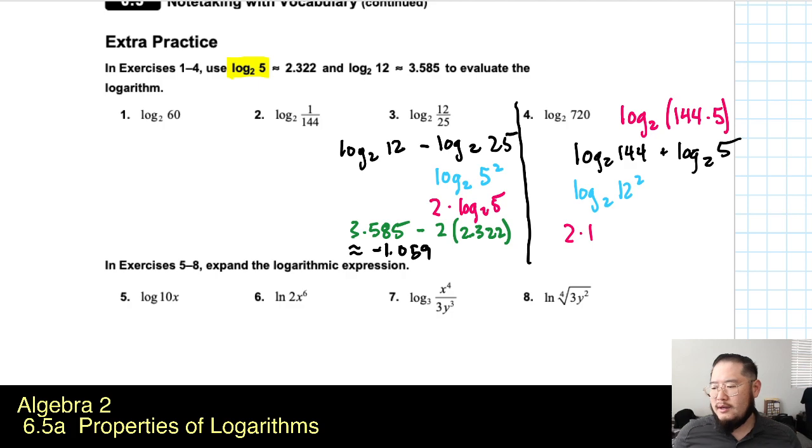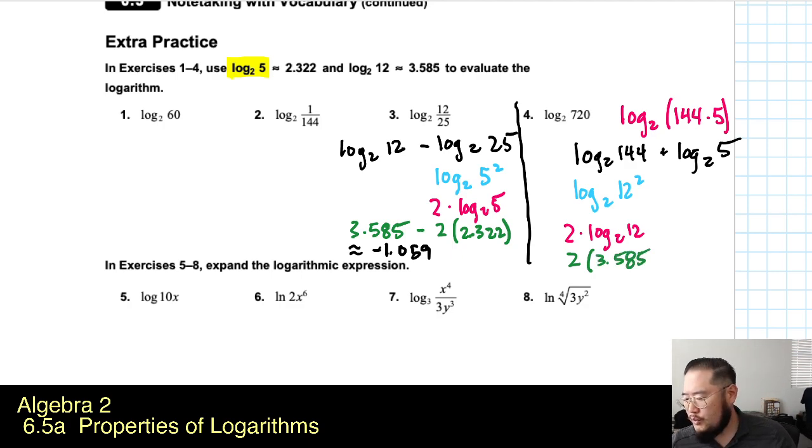And guess what? We have something in our problem that tells us what log base 2 of 12 is. And that right there is 3.585. And then we have log base 2 of 5, which we know is, what is it? It is a plus, and then 2.322. So now we have all that together, we can simplify this out to get your final answer. After order of operations, we got 9.492. And that's an approximation.